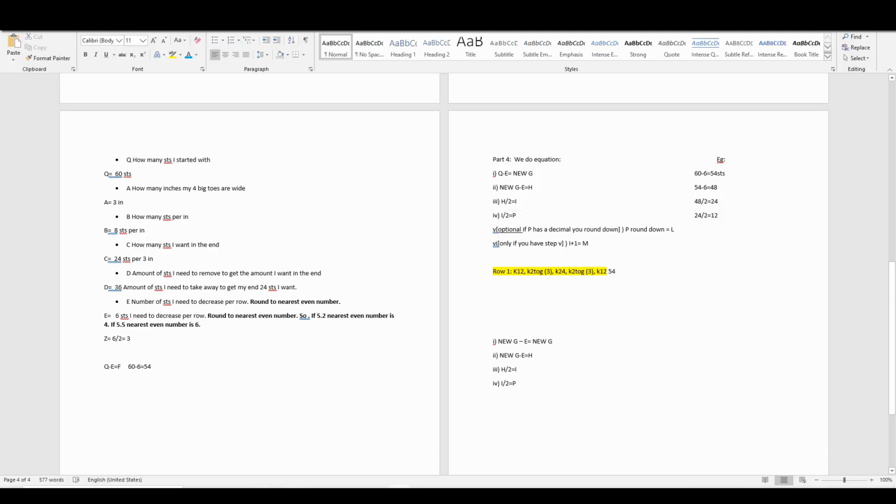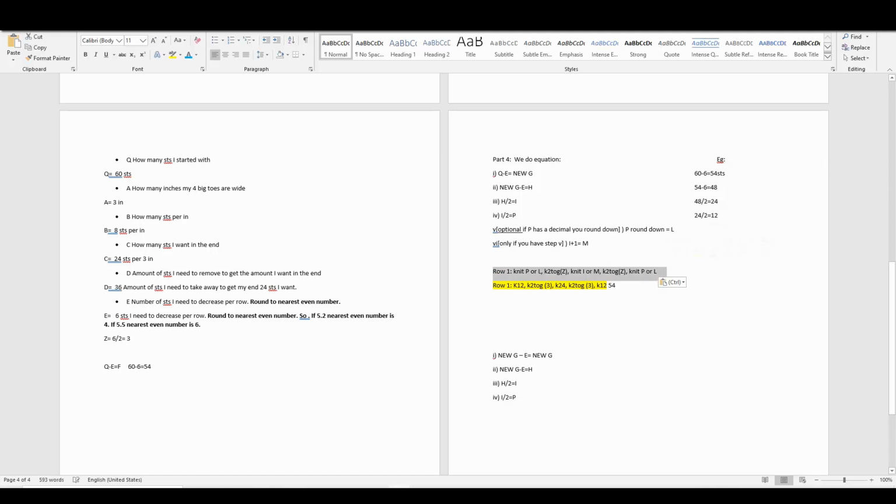For option 5, only if P has a decimal. So if P, your answer, is 12.2, 12.1, 12.5, 12.6, 13.5, 8.4, anything with a decimal, then you just want to apply it to number 5. Because 12 is not a decimal, 12 ended up being a whole number. We're done. We have the numbers for row 1. So we're just going to plug it into row 1.